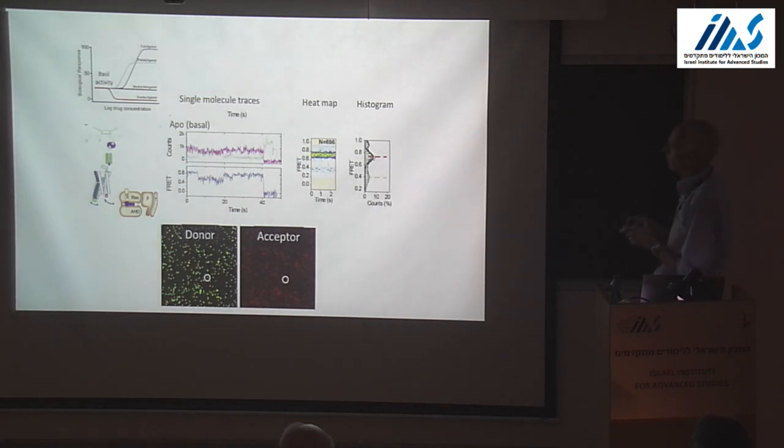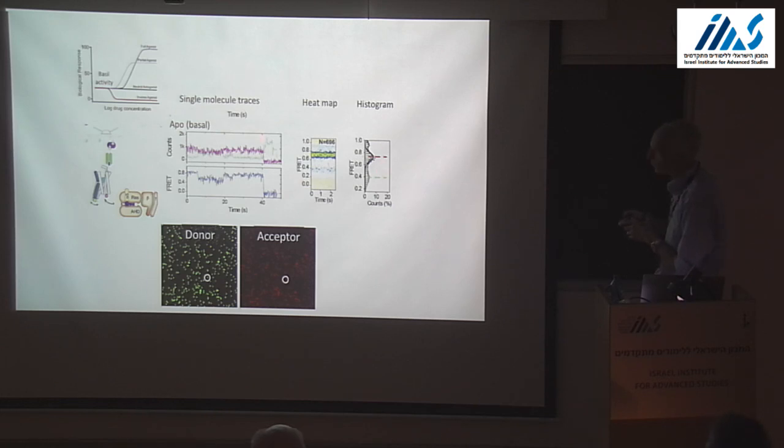So this is an example of the kinds of data that we get. These are single molecule traces. And in this experiment, we have receptor immobilized and G protein in solution. And you can see this is a FRET trace. You can see it flickering on and off because it's coupling and uncoupling to the G protein. You can then create heat maps from many traces, and you can also represent them as histograms.